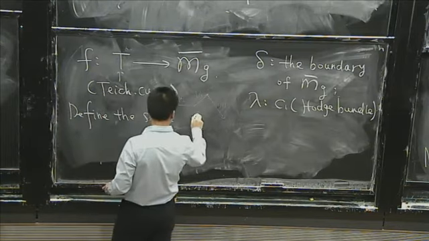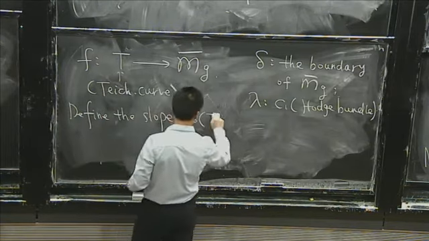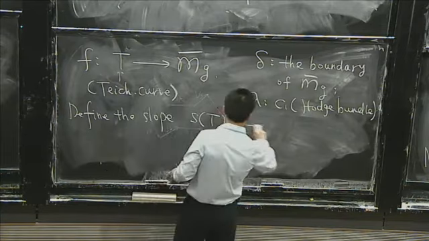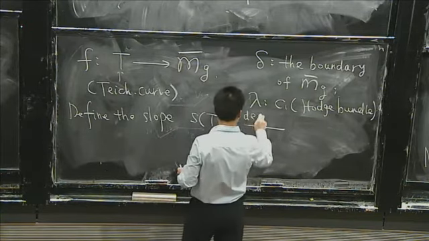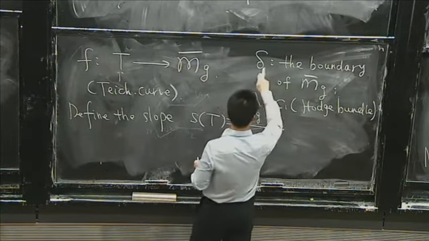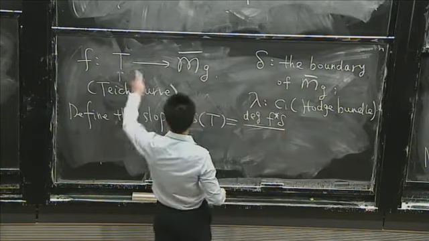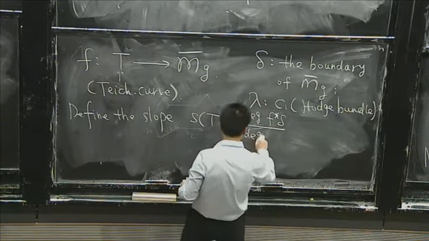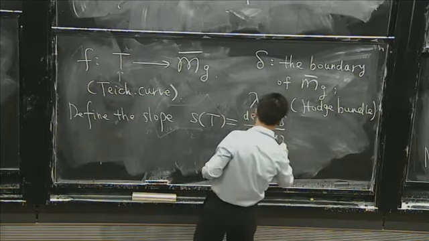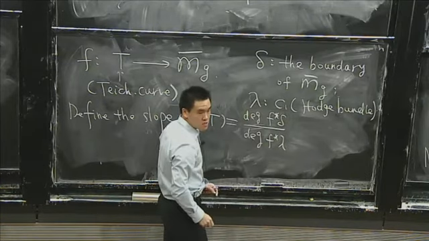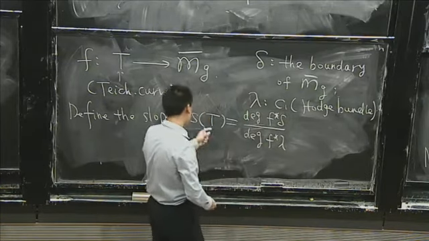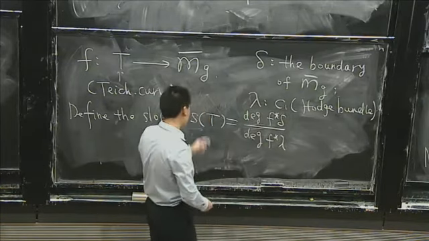I use little s to denote the slope associated to a Teichmüller curve, just given by the degree of the delta class on T divided by the degree of the lambda class on T. These are numbers. You can take the quotient that gives you another number, which is slope. Okay, so here's a chance I can redeem myself. Let me get back to this familiar picture.